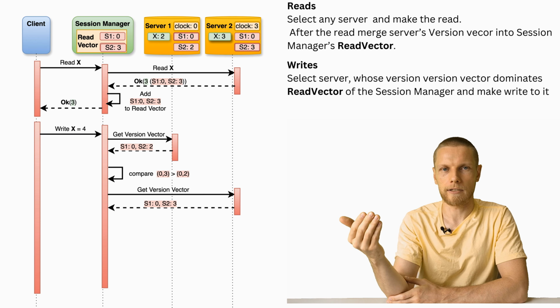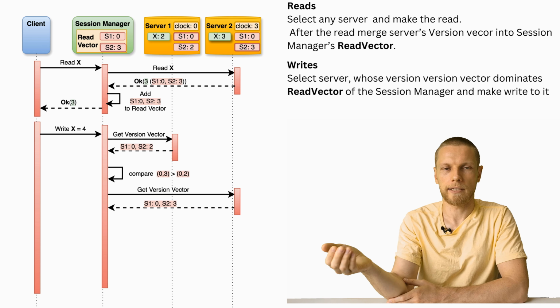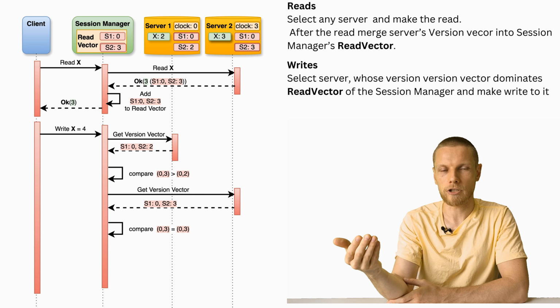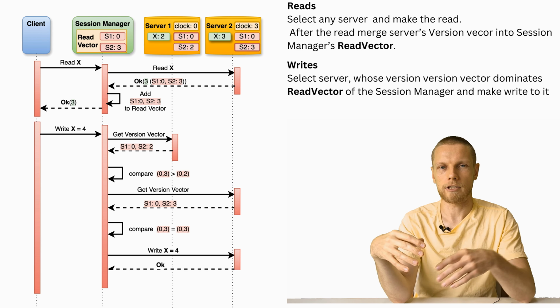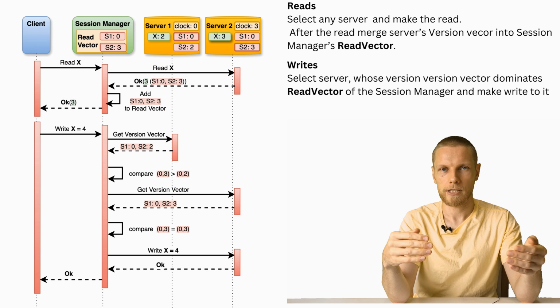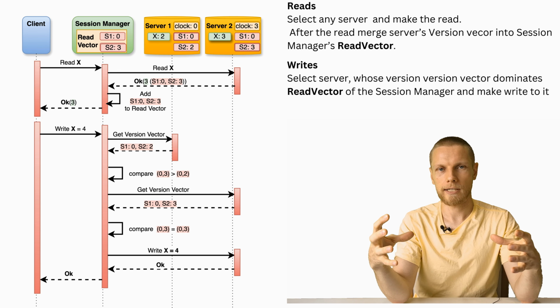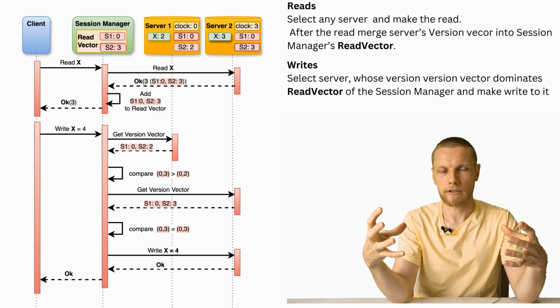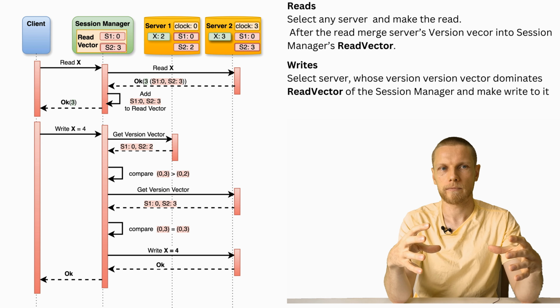So it iterates and makes the check with server 2. Server 2 responds that yes, I have all the writes you need, and the session manager decides to use server 2 to make the write, and the write is made, and the result is returned to the client. As you see, we have prevented the violation of the guarantee by comparing the version vectors of the server with the read vector of the session manager.